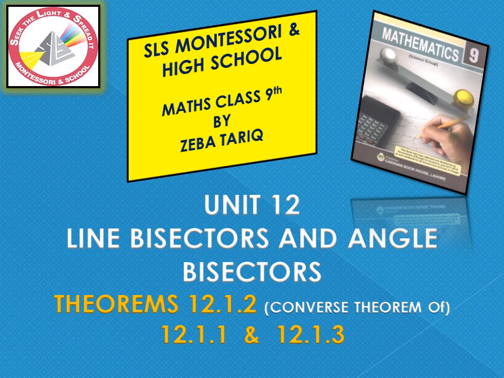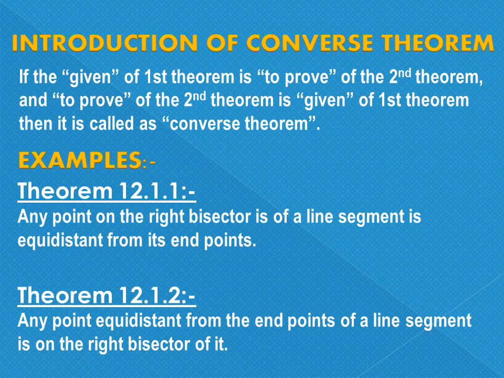The name of the unit is Line Bisectors and Angle Bisectors, and today we are going to discuss theorem 12.1.2, which is the converse theorem of our 12.1.1 theorem, and then we shall discuss theorem 12.1.3. Okay students, you have seen that the 12.1.2 theorem is the converse theorem of 12.1.1.